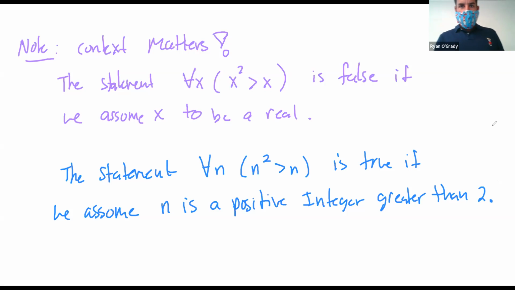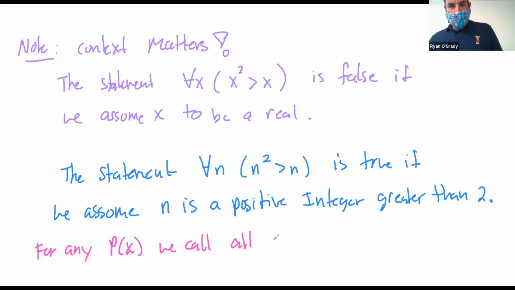So let's make a note of this because we didn't quite define it yet. For any P of x, we call all possible values of x the domain, just like when you're talking about a function.